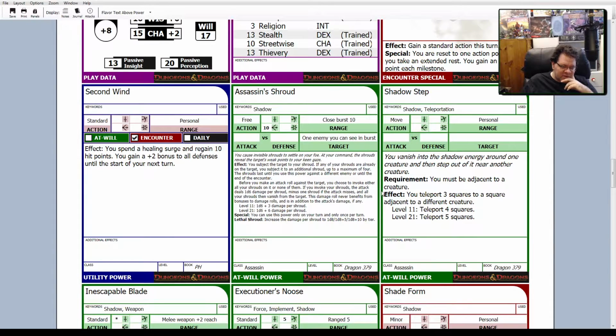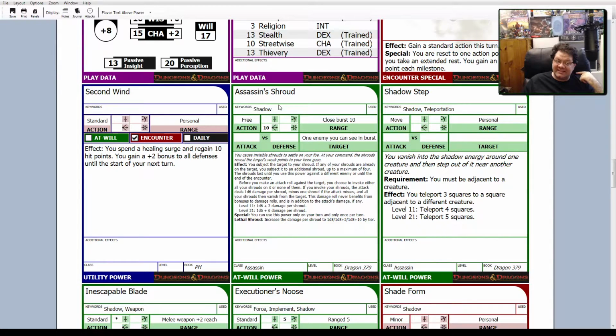So let's just show you the cool stuff I could do as an assassin monk. Assassin Shroud is the assassin ability. It's their kind of defining feature. Basically, as a free action, I could mark a target within 10 squares of me, which is, again, a square is 5 feet. So within 50 feet of me, I could mark a target and put an assassin shroud on them. I can only do that once per turn, once per round on my turn.